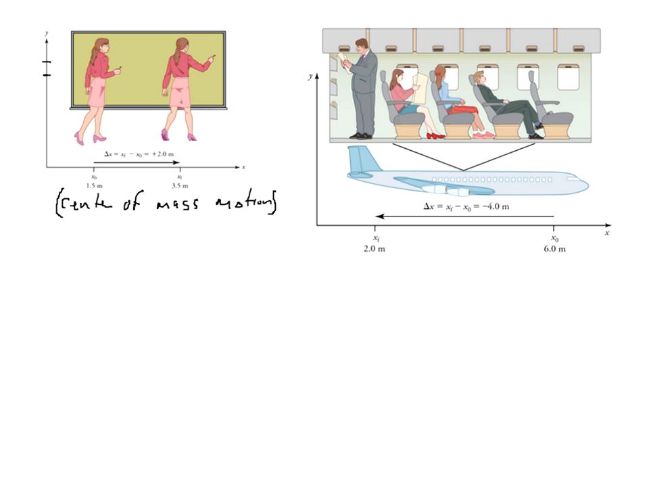Anyway, so notice we've got this equation here. Delta x equals x final minus x initial. So let's just kind of break that down a little bit.